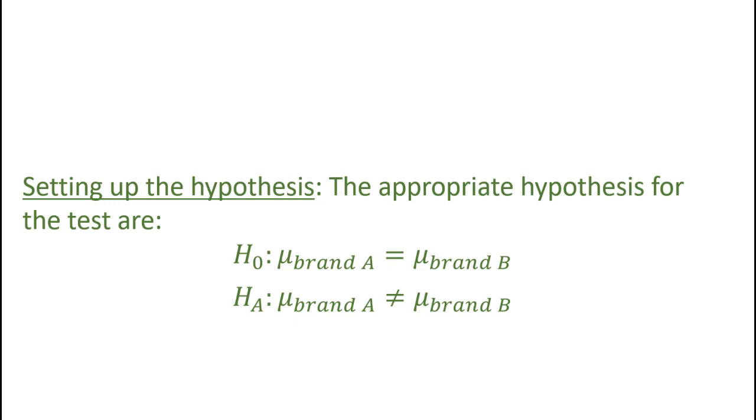Next, we need to set up our hypotheses. So notice here, under the null, the mean amount of acetaminophen between the two brands is equal, and under the alternative, we're going to try to prove that the mean amount of acetaminophen between the two is not equal.